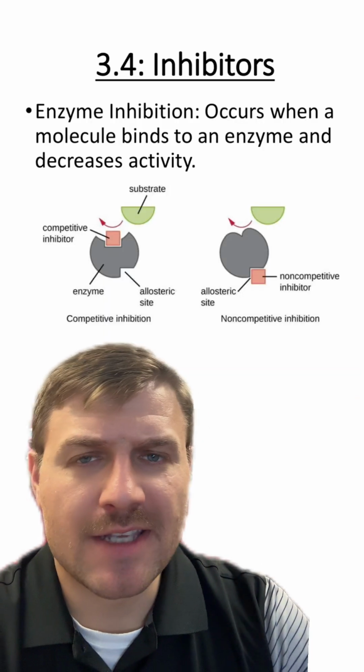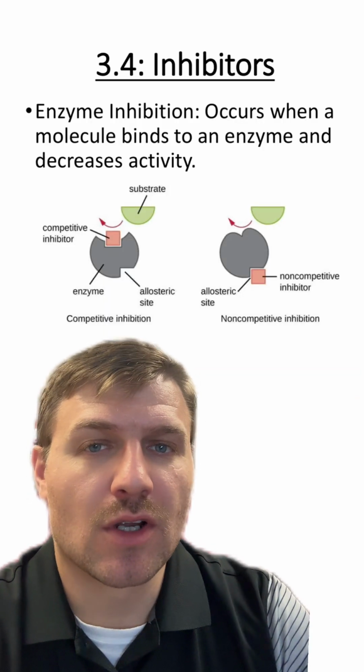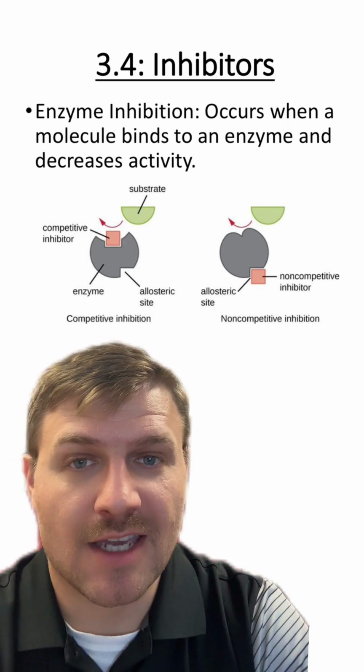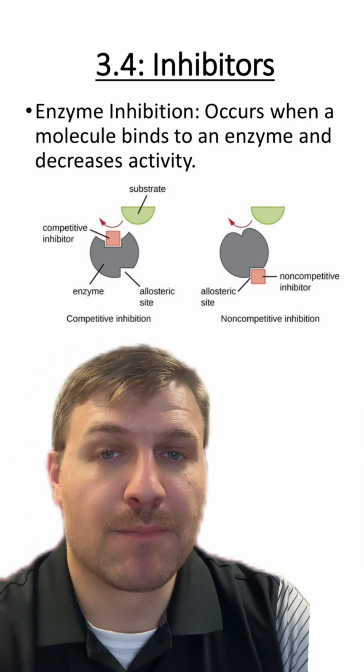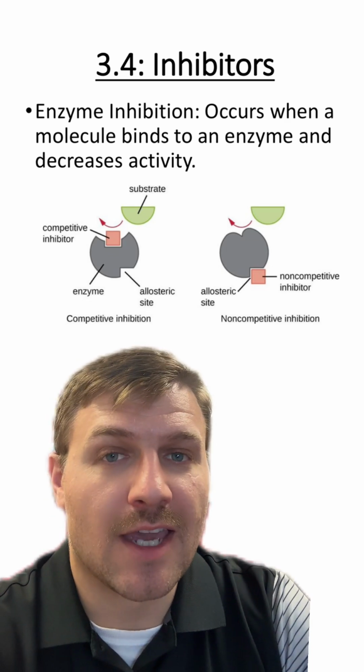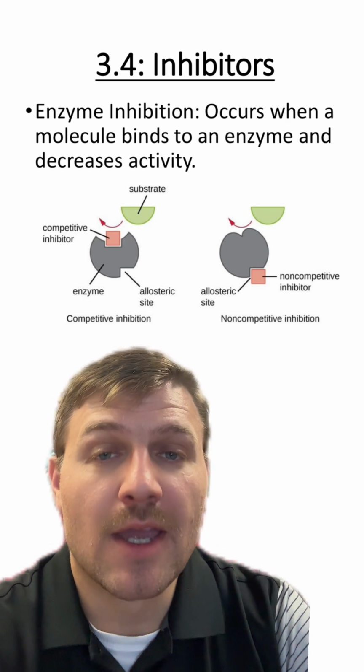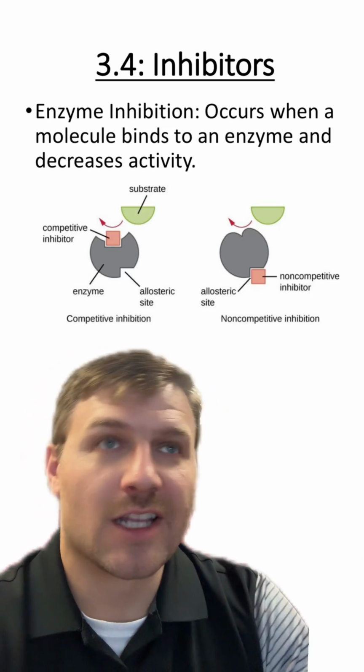Just like their name implies, enzyme inhibition is going to occur when molecules bind to the enzymes and decrease their activity. Now, there are a couple different types of enzyme inhibition, but again, they're binding to enzymes in order for them to stop the enzymatic reaction, or at least slow it down.